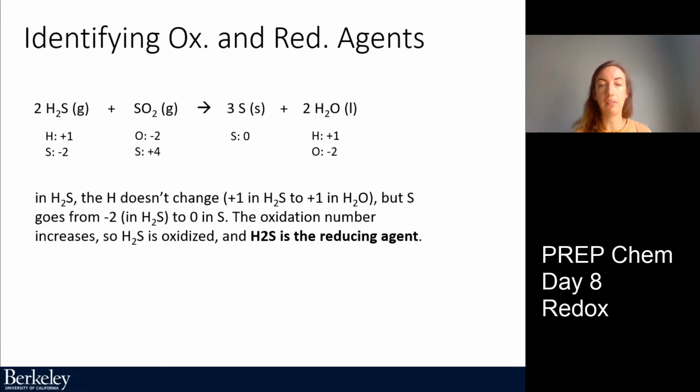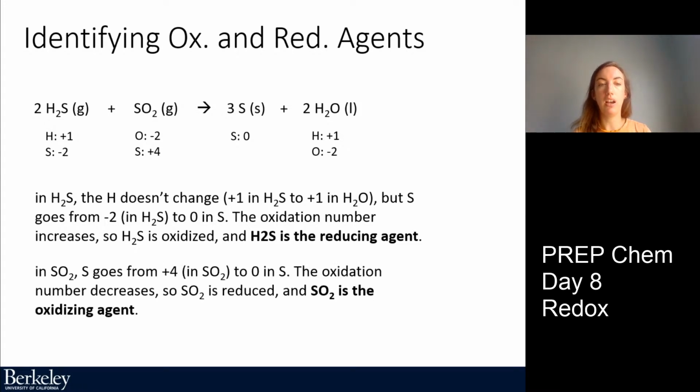I'll go through again how I remember that. And then for SO2, it's the opposite. Our sulfur is +4 in SO2, and those sulfurs end up at 0. The oxidation number decreases, so SO2 is reduced, and SO2 is the oxidizing agent.